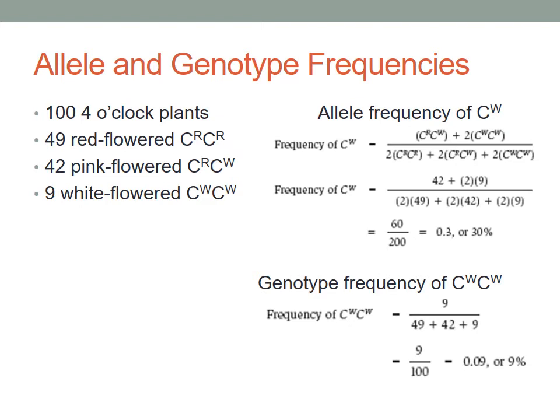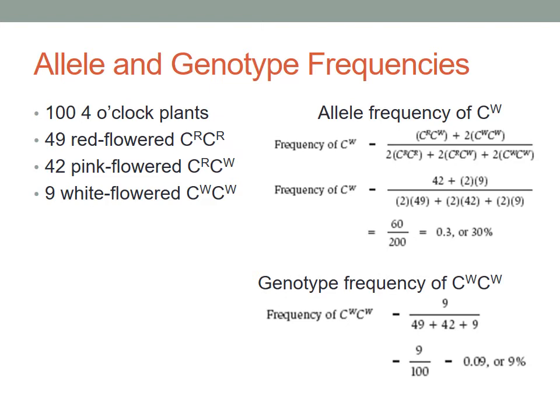And then we're going to divide that by the total size of your population. Well, for this, your total number of alleles. So this is going to give us 60 for the top divided by 200. Because remember, there's 200 alleles in a population of 100 because everybody has 2 alleles. And 60 divided by 200 is 0.3 or 30%. So 30% is your allele frequency of CW. 30% of your population has a white trait, a white allele. The gene frequency here is a lot easier than the allele frequency. 9 out of 100, 9%.